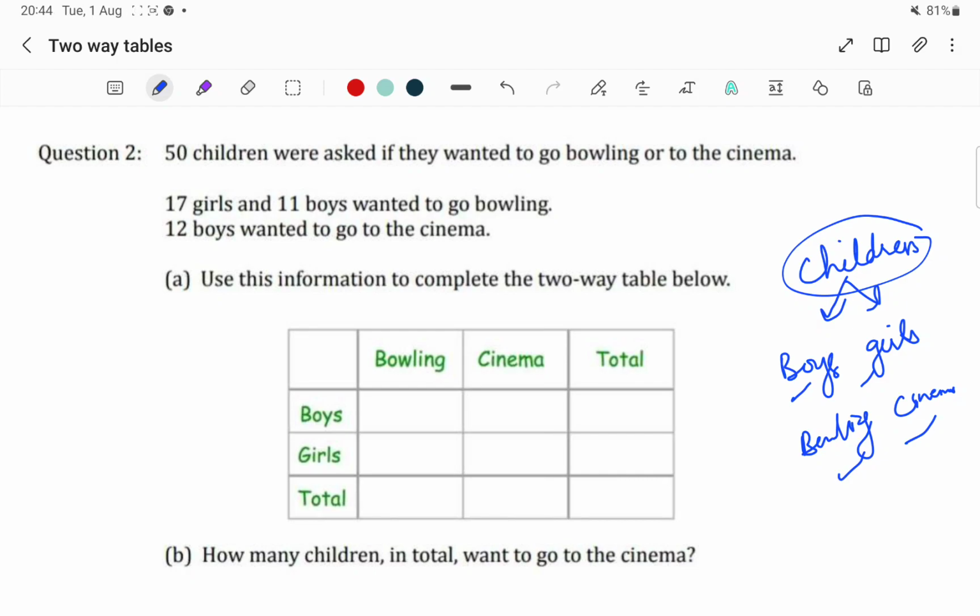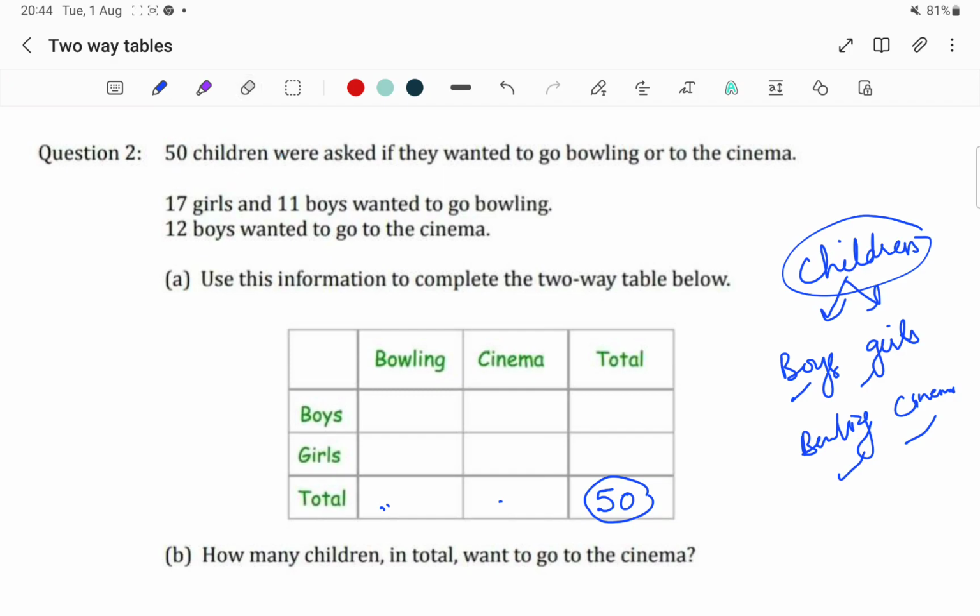So they said there are total 50 children, so that 50 should come here. That is the total children, not only boys or not only girls. It will not go here, here or here, here, because this total is for the total boys, this total is for the total girls, and this total is for the bowling total. Here it is cinema total, but they said 50 children. So 50 children will come here. That is the first thing.